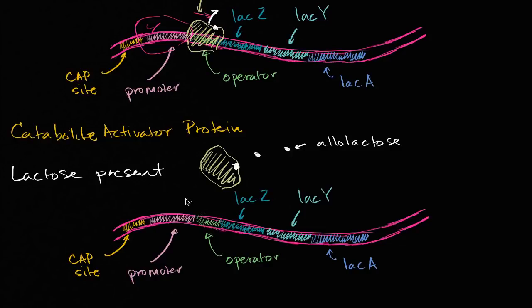And since it's not bound to the operator, now the RNA polymerase can actually transcribe these genes. And that's valuable because by transcribing these genes, we are going to be able to metabolize this lactose. So lactose present, you have transcription.